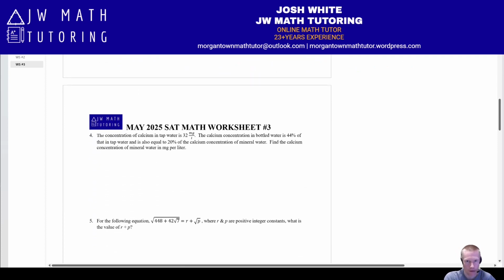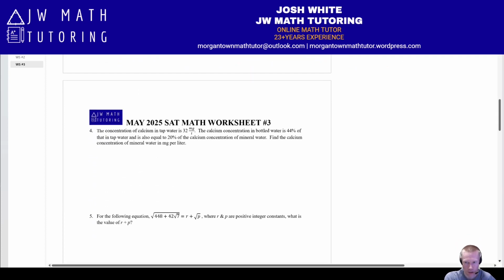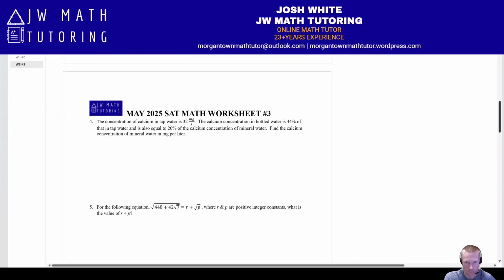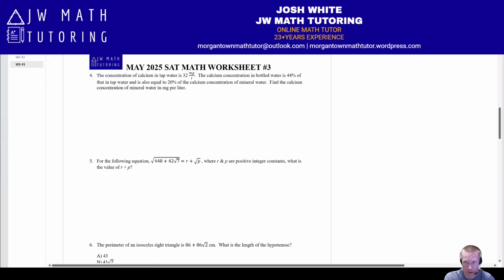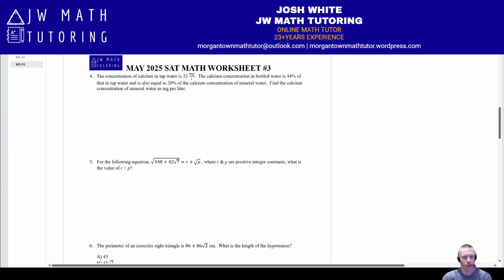Okay, moving to the top of the next page. Question number 4 here. So this one, basically, it's just a percentage problem. You know, it looks like a word problem, but it's really just, like I said, a basic percentage problem, where you have this calcium concentration for tap water, bottled water, and mineral water, and all related by various percentages.